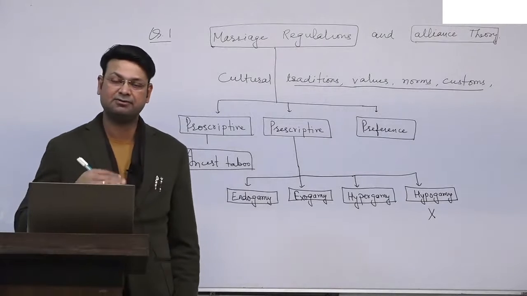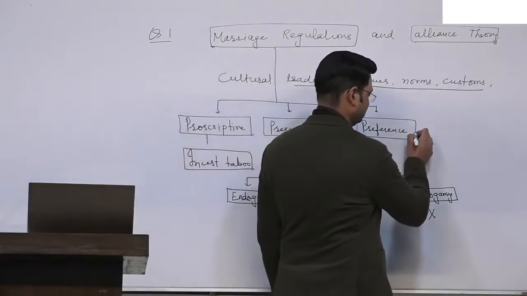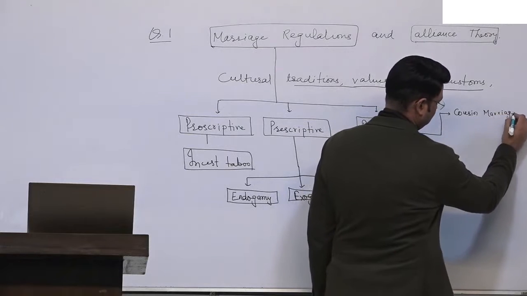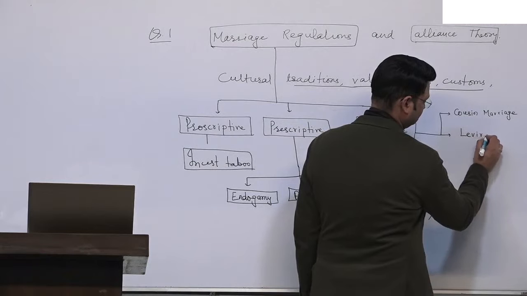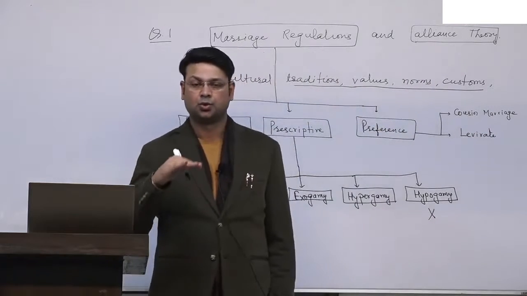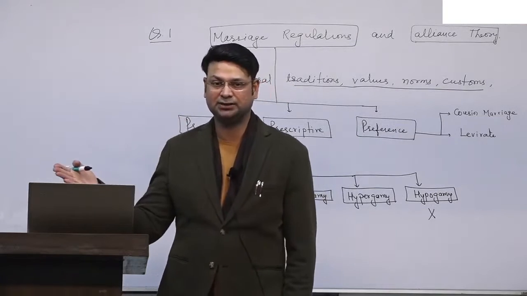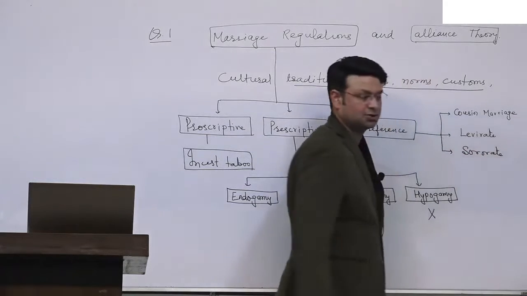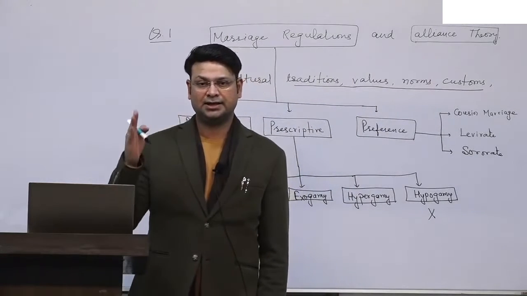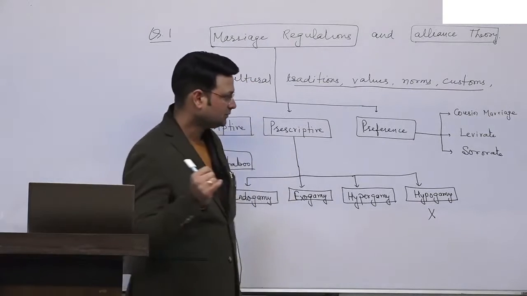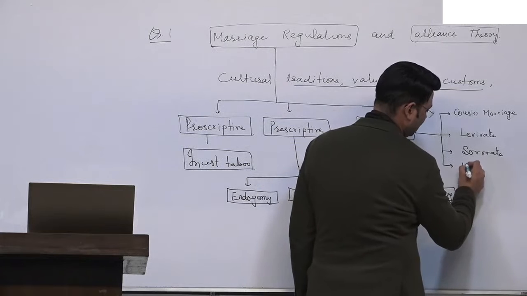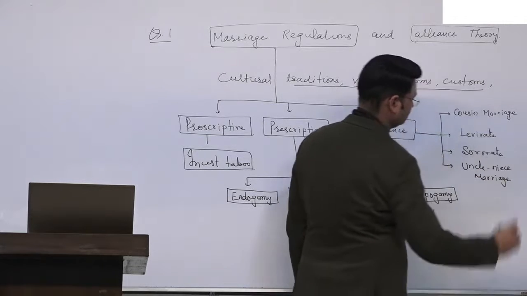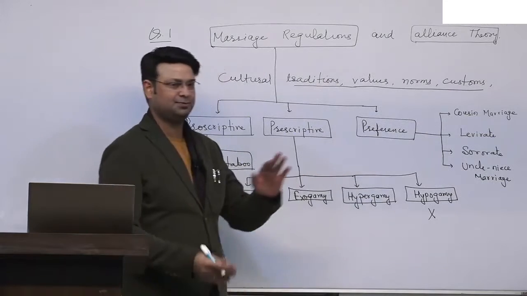Preference. Now preference is given to cousin marriage. To levirate, marriage of a woman with her deceased husband's brother. Or sororate, marriage of a man with his deceased wife's sister. Then we can have uncle-niece marriage. There are many types of these marriages.